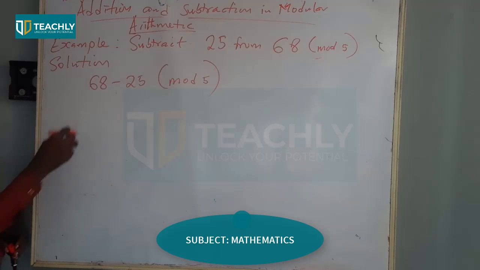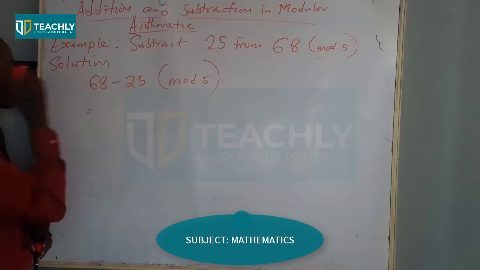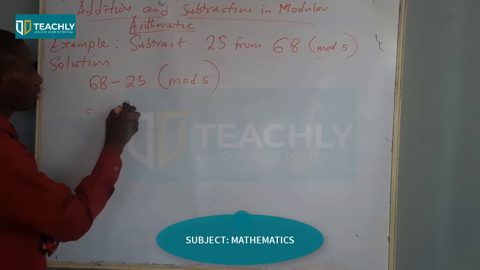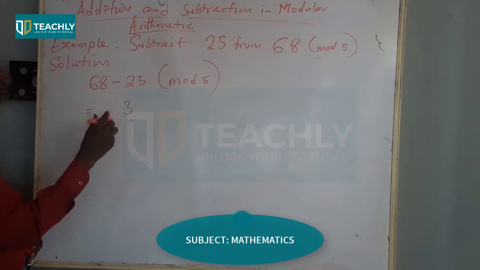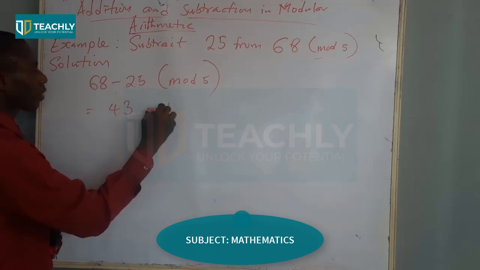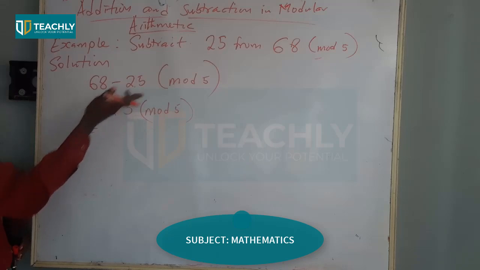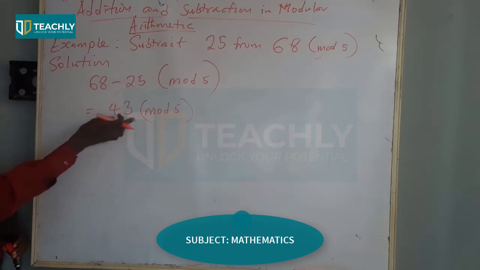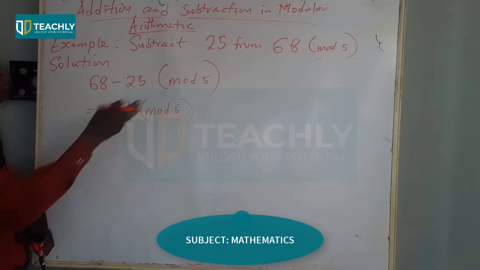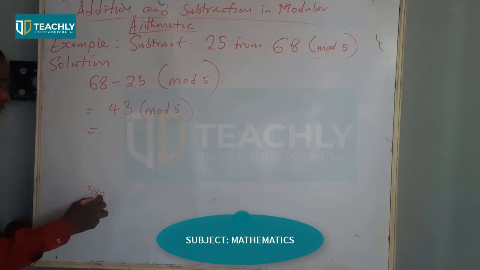Okay. The first thing is, let's subtract and see what we are going to get. 25 from 68: 5 from 8, you have 3. 2 from 6, we have 4. So 43 modulo 5. Then, after you subtract, you now operate this in modulo 5. How do you operate in modulo 5? How many 5s can you find in 43? At least you can say, okay, 5 times 8 gives you 40.